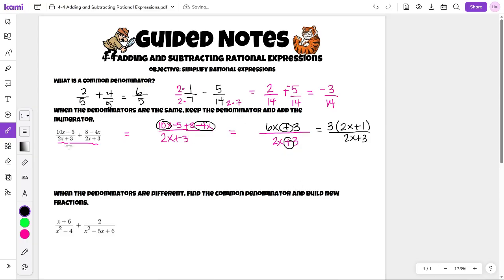All right, but I can kick out domain issues. And to find domain issues, I set the bottom equal to 0 and solve for x. So subtract 3 from both sides, divide by 2. That's my 2 steps to solve. And so x can't be negative 3 over 2. So all real numbers, x can't be negative 3 over 2. We'll need that in the next section.